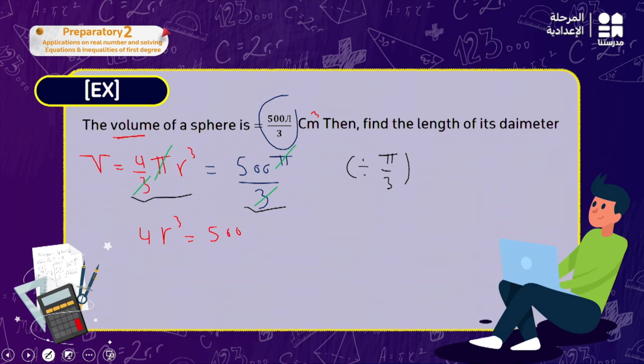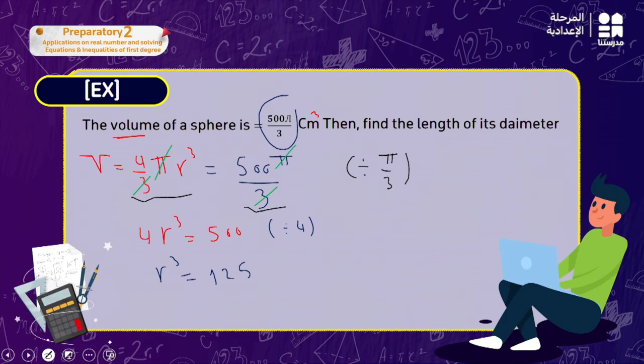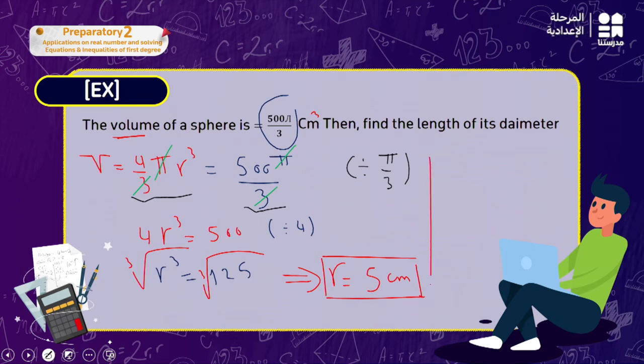Is it clear? Yes. So we can divide both sides by 4. So r to the power 3 equals 125. 500 divided by 4 is 125. So let's focus together here. We apply a cube root here and there. We apply the cube root to find the radius. So the radius is 5 centimeters. Is it clear? So simple. If we stick to the rule, all the problems will be solved.